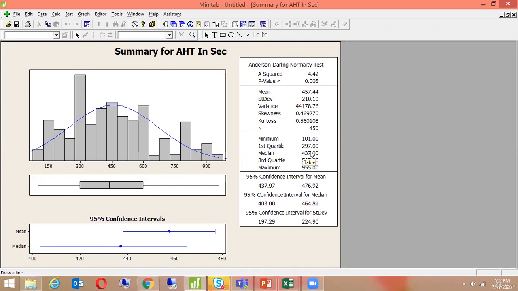So in very simple language, I would say, why am I saying that if the p-value is greater than 0.05, I would call my data normal, which means I'm 95% confident that there is no special cause variation. On the other hand, when my p-value is lesser than 0.05, I'm 95% confident that I have special cause variation. So it is only the 95% game that we always look at.